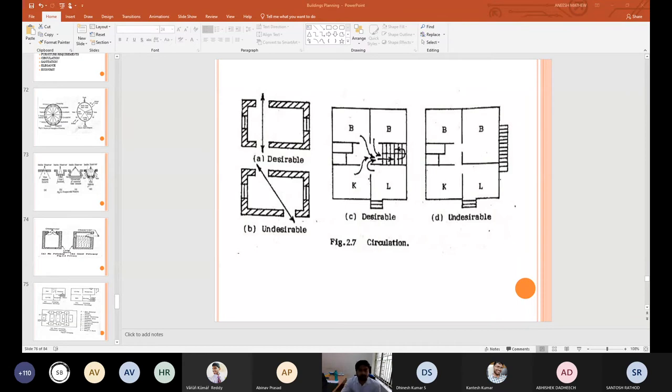So that's all about roominess, which mainly depends on the dimensions of the room and the disposition of doors and windows. And another thing for roominess is the height of the building, which is also very important. Normally, what is the height of the room in a residential building? Can you tell me what is the minimum height you will provide for a residential building? 10 feet? 9.5 feet. Sir, 11 feet. 12 feet, sir. What's your height? 10 feet, sir.